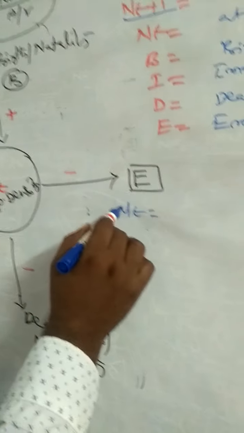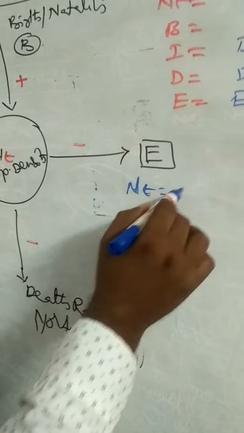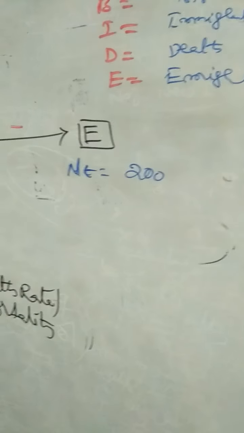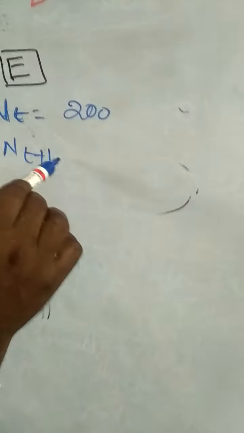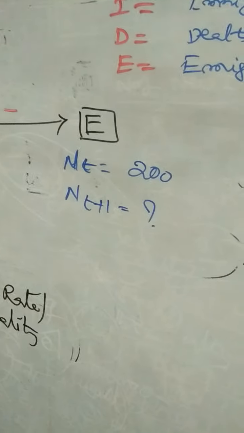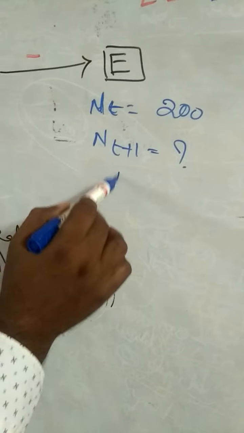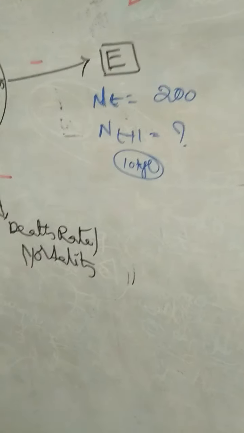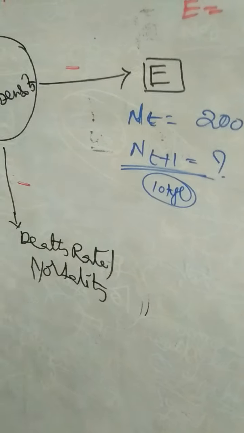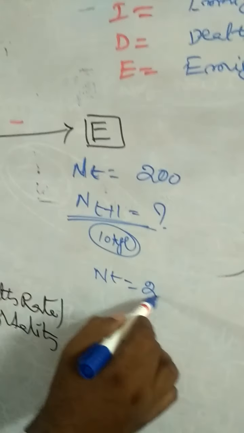For example, Nt, the population density at time t, is equal to 200. Calculate the population density at t plus 1. T plus 1 means here after 10 years, or 10 weeks, whatever it may be. Calculate the Nt plus 1. Nt plus 1 is equal to the formula: Nt, which is equal to 200.